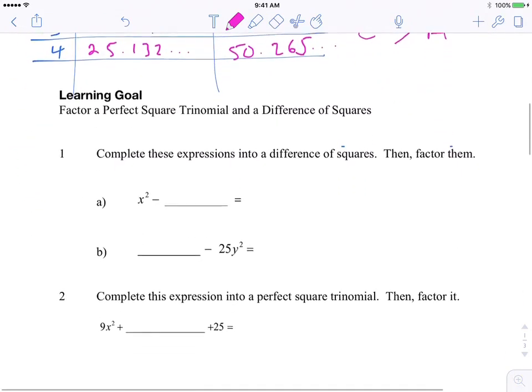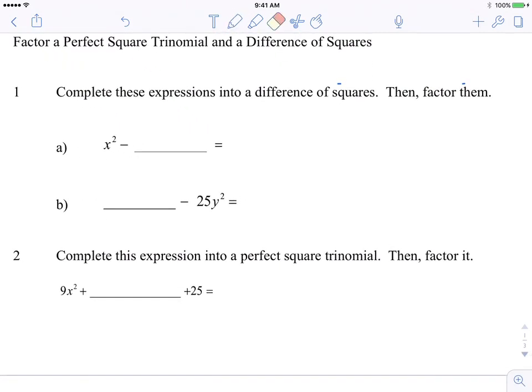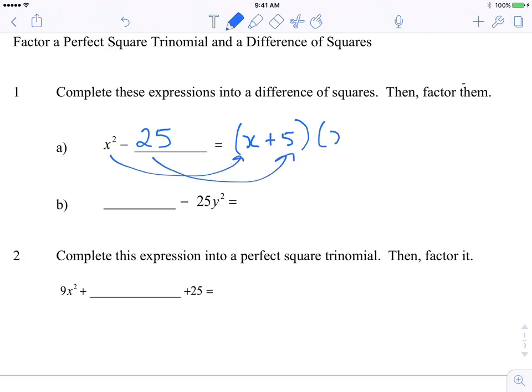Factoring a perfect square trinomial and a difference of squares. Complete these expressions into a difference of squares, then factor them. A difference of squares, x squared minus 25, would be a simple one that you've seen before. If we're going to factor this, again, the middle term must be eliminated. And that looks like this: x plus 5. Again, the square root of x squared is x, and the square root of 25 is 5. And we're going to have one being addition and one being subtraction.